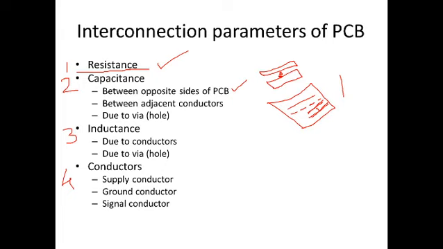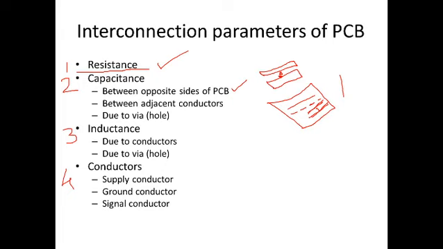Then the next one is the inductance. So what is an inductor? It's a simple winding of the wire. You can call it an inductor. Then definitely there is wiring present on the PCB, so because of the conductor, the inductive effect is present there. Because of the vias and poles, inductance is present there.